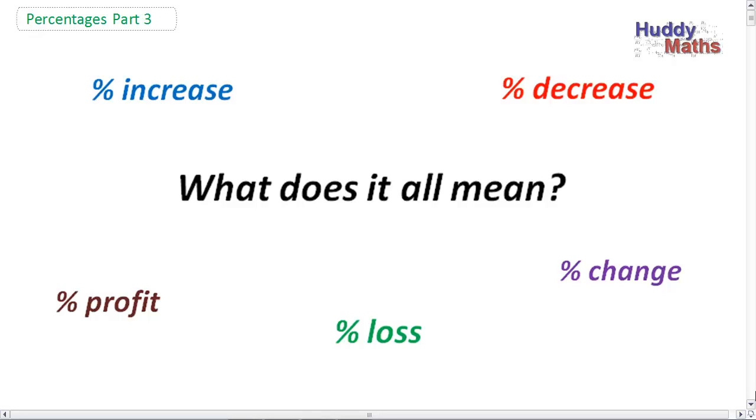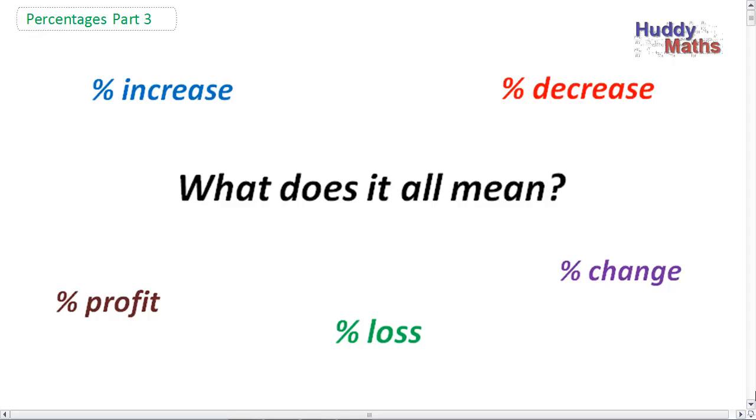Hey, I hope you're ready for this third and final presentation at this level on percentages. Can you work it out? Well, look around the screen. What's it all mean? These words of percentage decrease, percentage increase, percentage profit, percentage loss, percentage change.